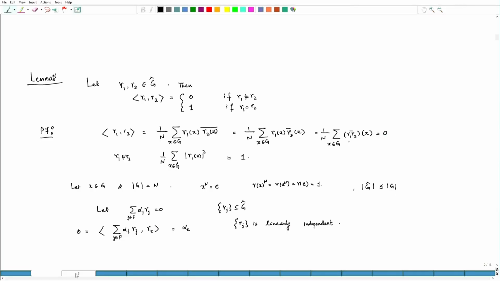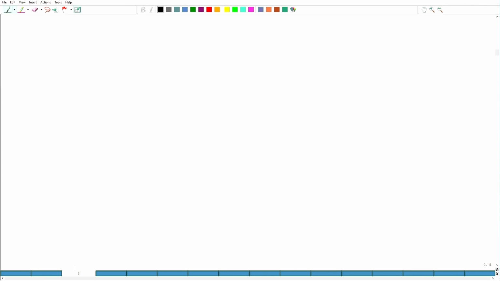This result has several proofs. We will prove it with a basic linear algebra technique. So, for that, let V be a finite dimensional inner product space.